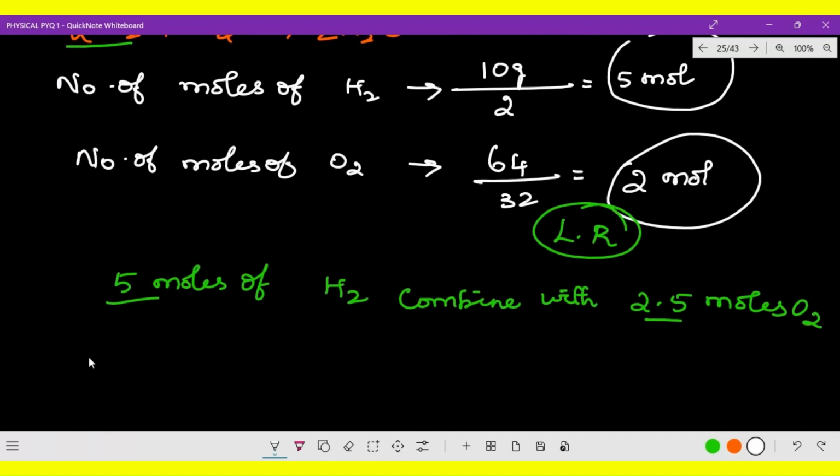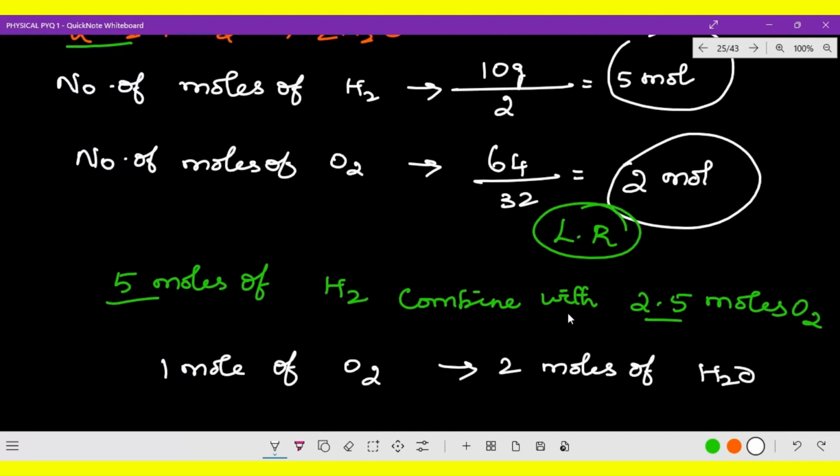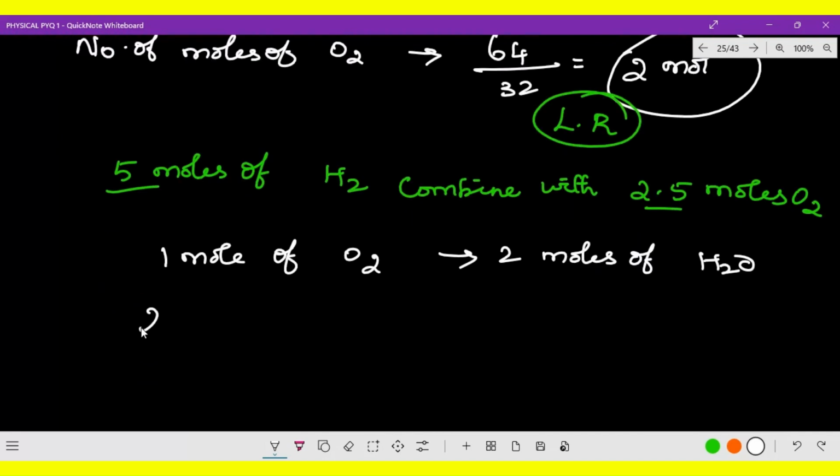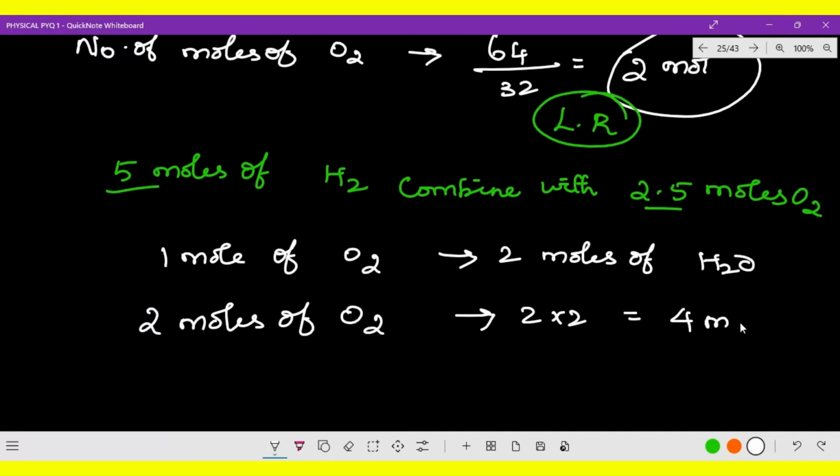Now I'm coming to the conclusion. 1 mole of oxygen can produce 2 moles of water. Where do we get 1 mole of oxygen? Here only. So 2 moles of oxygen can produce how much? 2 into 2, here 4 moles of water only.